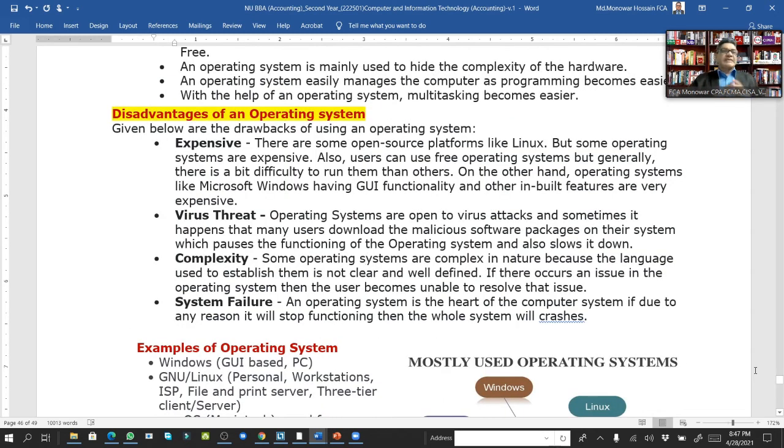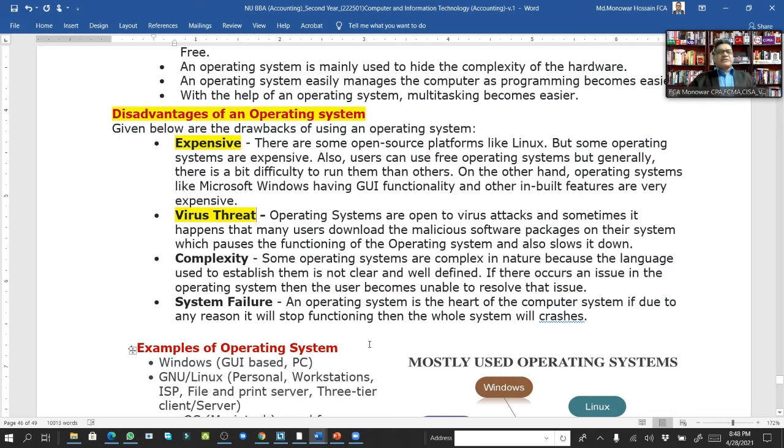So what are the disadvantages? The main disadvantage is that it is expensive. There are some open source programs, like Linux, but some operating systems are expensive. Also, users can use a free operating system, but generally it is a bit difficult to run them. On the other hand, operating systems like Microsoft Windows, having GUI functionality and other built-in features, are very expensive.